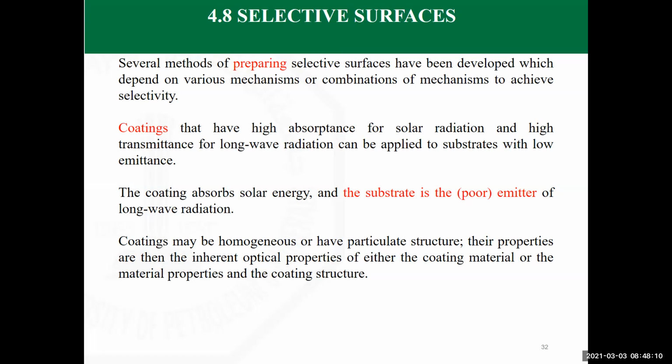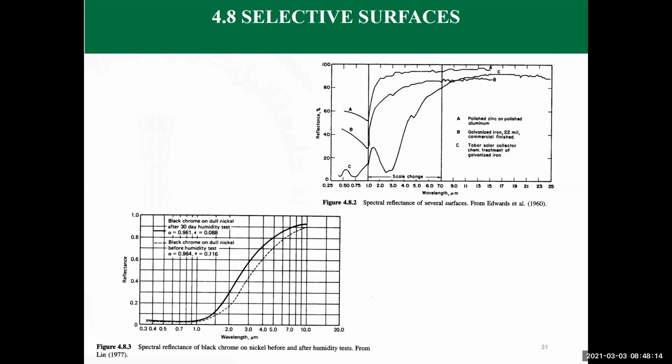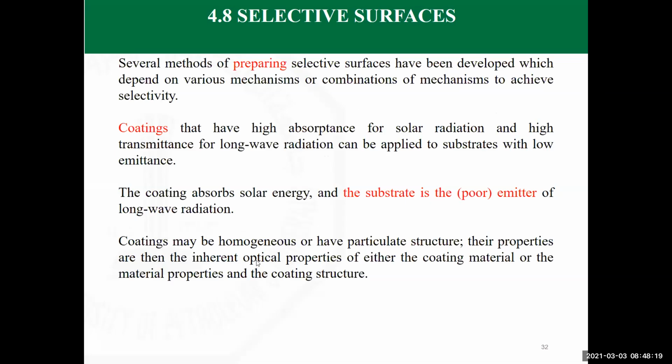We have seen examples of coating, whether the coating can be done by zinc or by chrome. So that's something that depends on the material that you are using, and definitely the economical factor comes here as an important one. The coatings absorb the solar energy, and the substrate, which is the basic material, is the one which is a poor emitter. So you have a combination of the two properties this way. These coatings may be homogeneous, or they can have a particular structure.